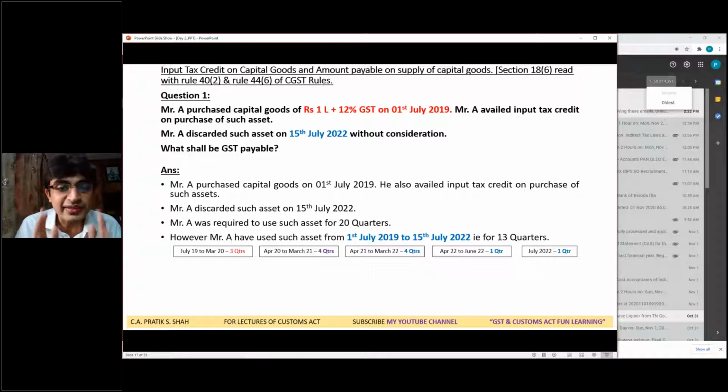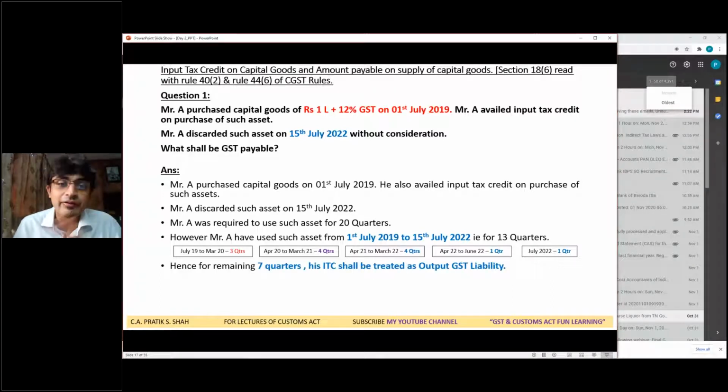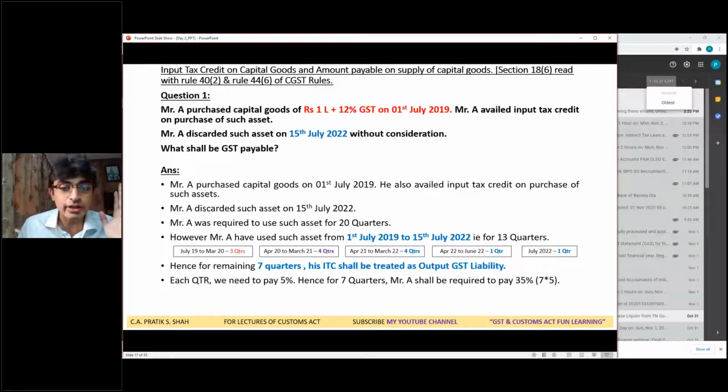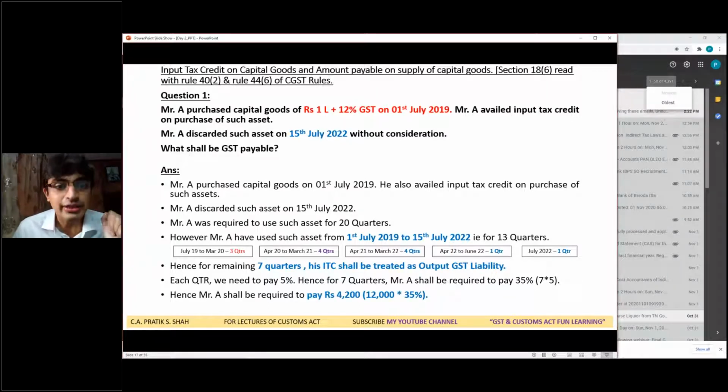You have used this capital goods for 13 quarters. You have not used for 7 quarters. So for remaining 7 quarters, I am required to reverse per quarter 5%. Per quarter 5%. So what will be the answer? 12,000 into 35%, 4,200. I am required to reverse and pay this amount. Understood? This is how you need to do the sum.